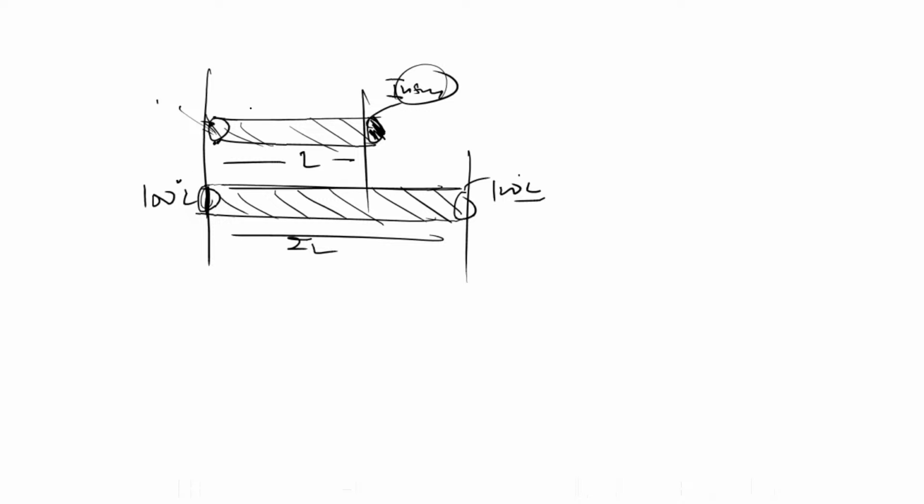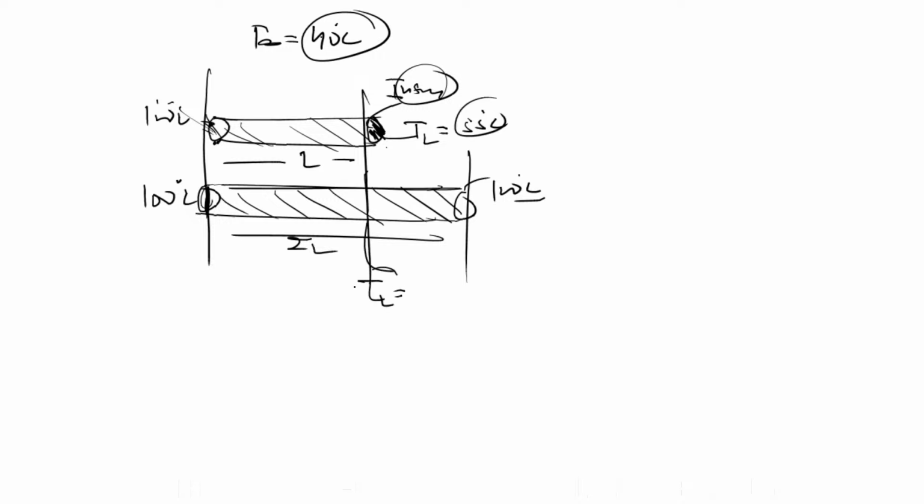Okay? And both rods are exposed to the surrounding temperature of 40 degrees Celsius. And here the temperature at L is measured to be 55 degrees Celsius. Then what is the temperature at this point, the temperature at L in the longer rod? That is the question. Is this question clear?